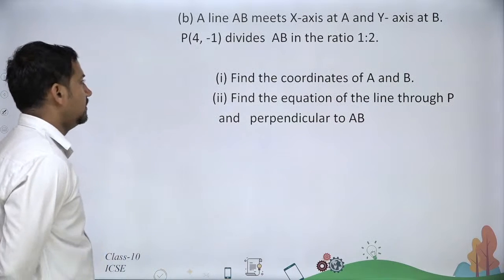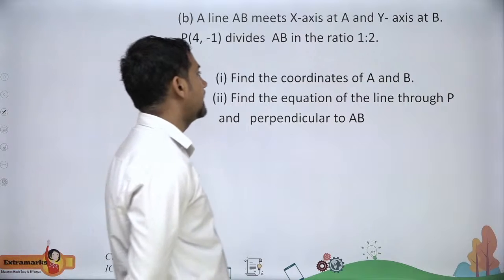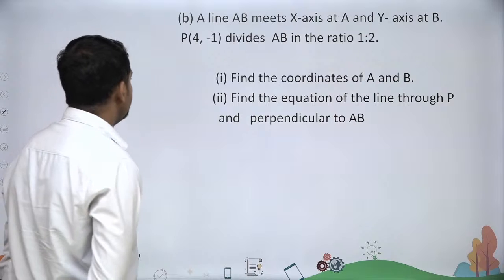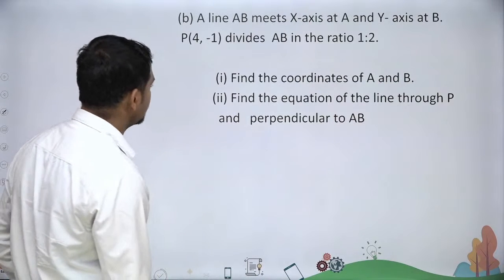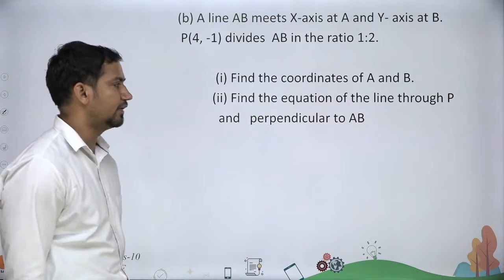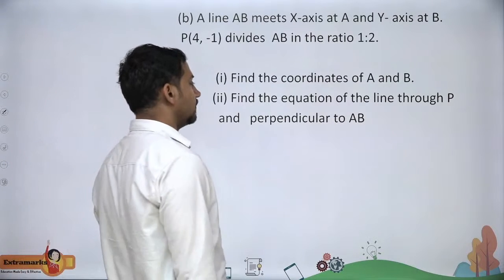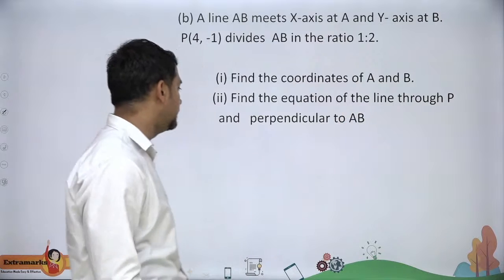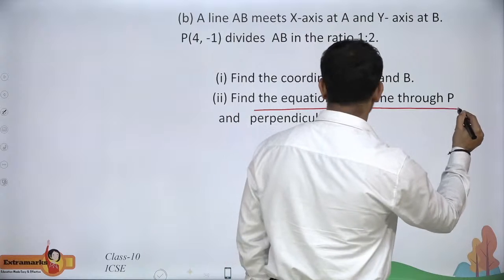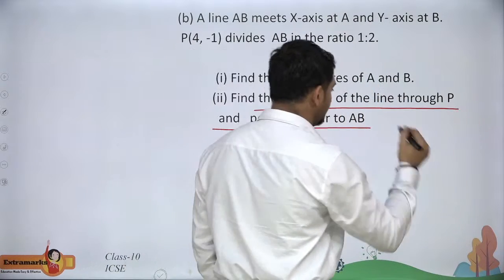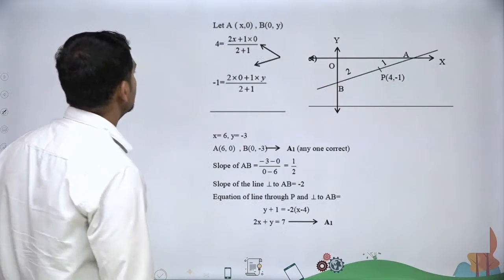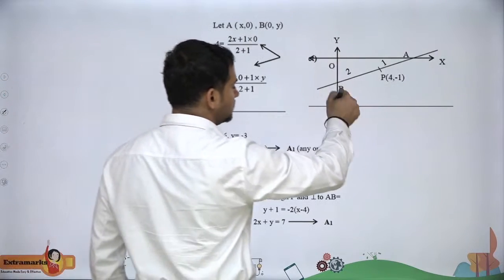A line AB meets the x-axis at A and the y-axis at B. The point P (4, -1) divides AB in the ratio 1:2. Find the coordinates of A and B, and find the equation of the line passing through P and perpendicular to AB.